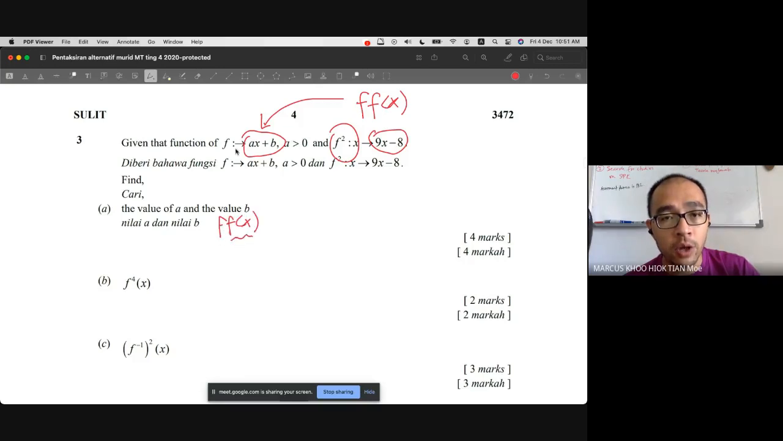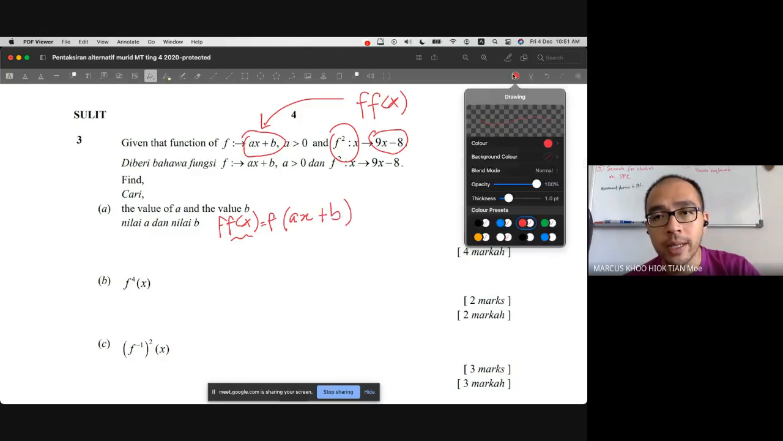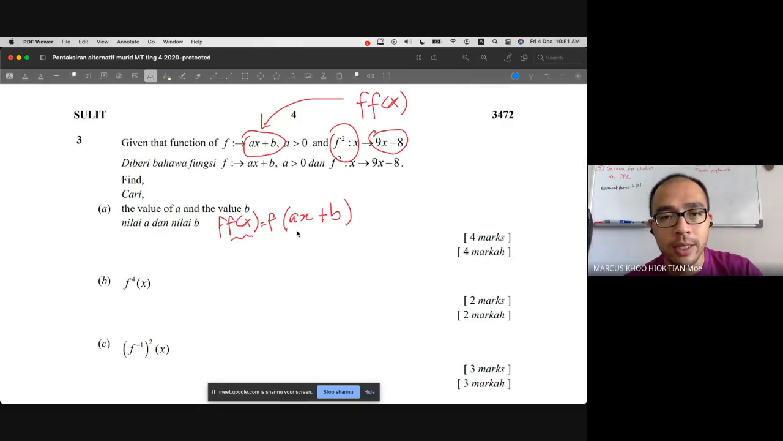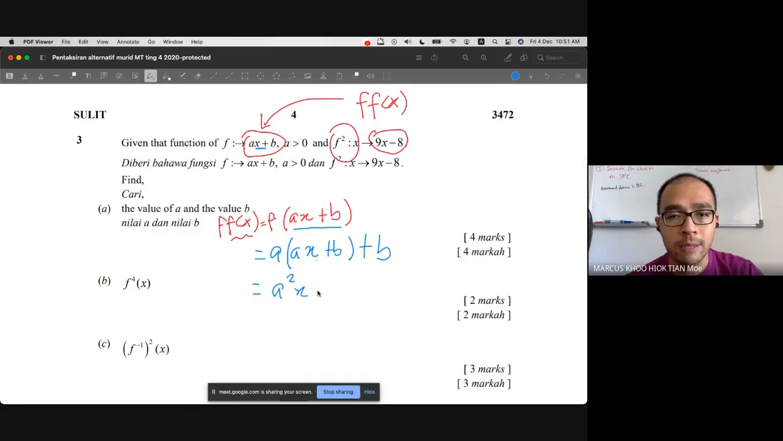So f of x, I substitute the original f of x inside. So this is f of ax plus b. Okay, now we find that in our bracket, this has become the x. So I will substitute this in lah. a(ax plus b) plus b. This is the x and this is the x now, so I substitute this in here. So I will get a squared x plus ab plus b.